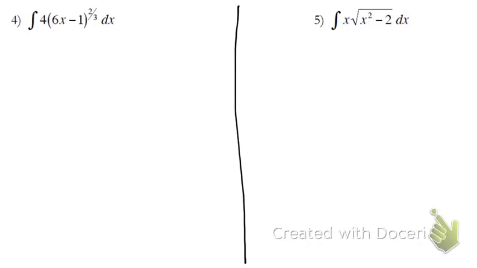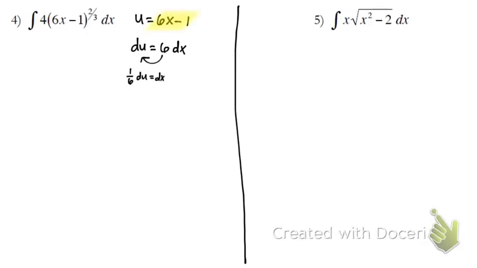For the first one, if I want to find my u value, it's what's inside the parentheses. So u is equal to 6x minus 1. The derivative du is equal to 6 dx. I don't need that 6. I do have a 4, but I'm actually going to pull the 4 out, and in addition to that, I'll pull that 6 out. So the way to get rid of it is to divide it to the other side. That's 1/6 du is equal to dx.